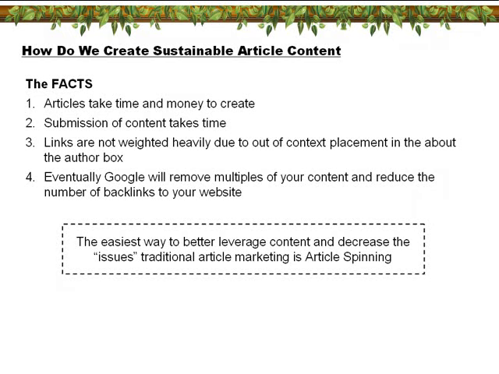With all this in mind and all these facts in mind, the easiest and the best way to leverage the content that you have and to decrease these issues that we've talked about here for traditional marketing is actually article spinning. And by spinning, what we're talking about is actually rewriting your existing content or creating multiple versions of your existing content.